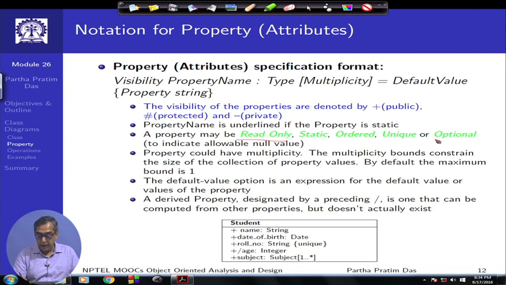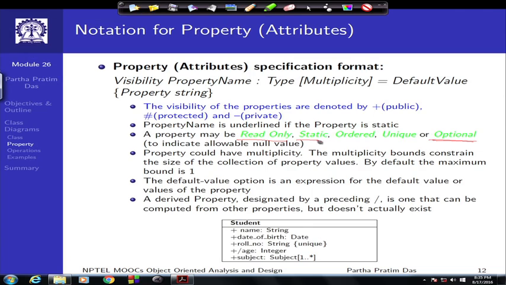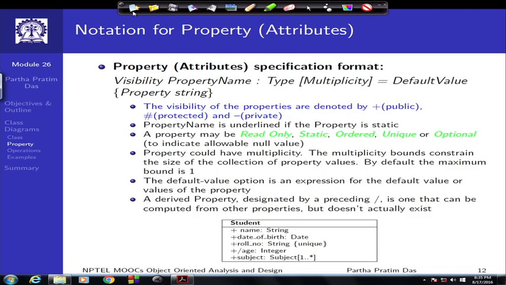A property may be optional. If a property is optional, then I can have null values for it, that is, it is not necessary to have a specific value at the time of instantiating objects. A property could be static, so that it operates only at the class level. A property could be ordered, meaning the different values will have to occur in a certain order, and so on. The other way to say a property is static is to underline it.